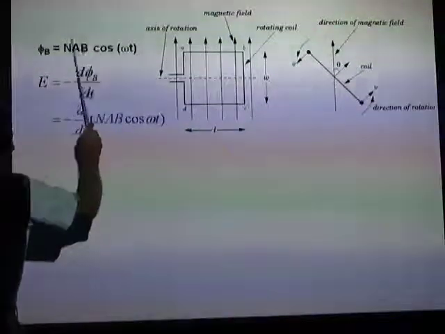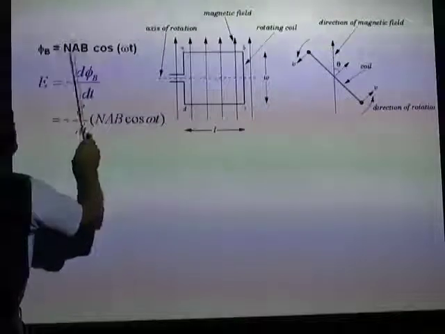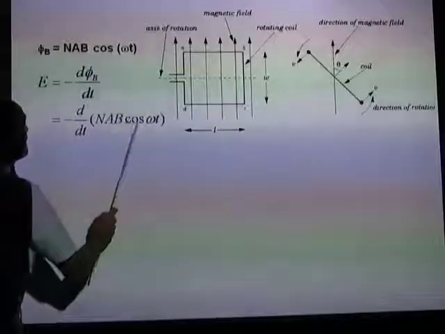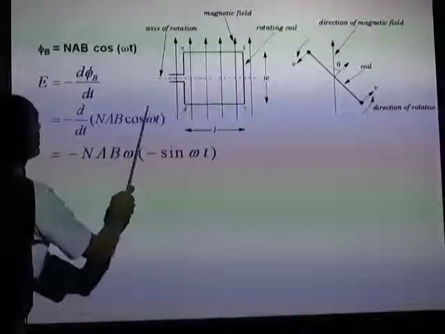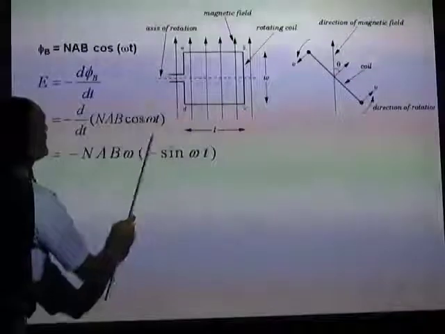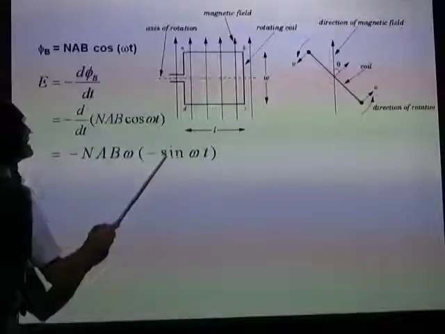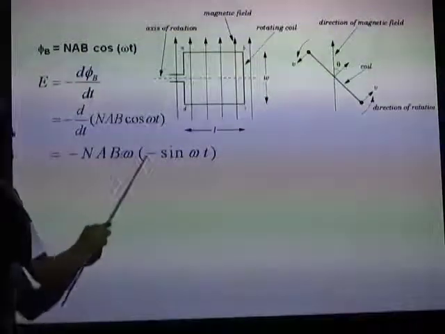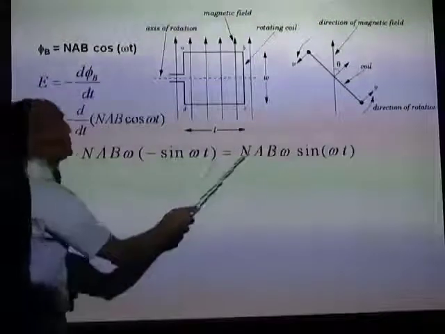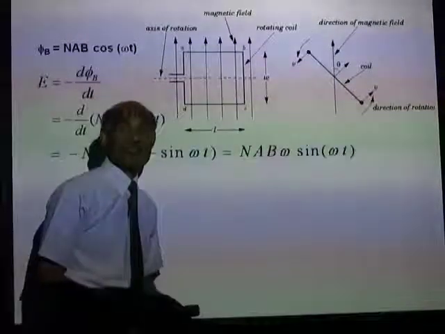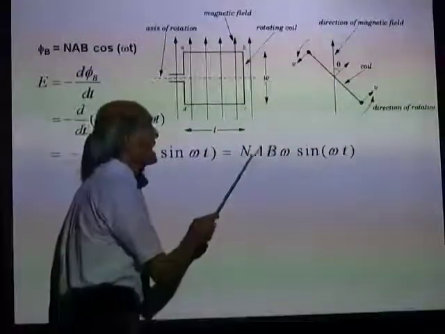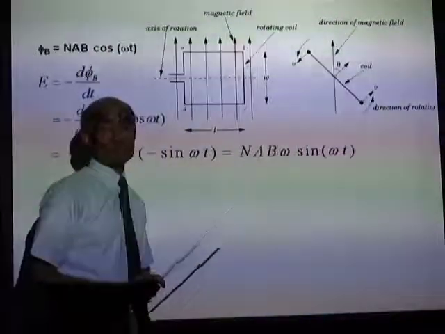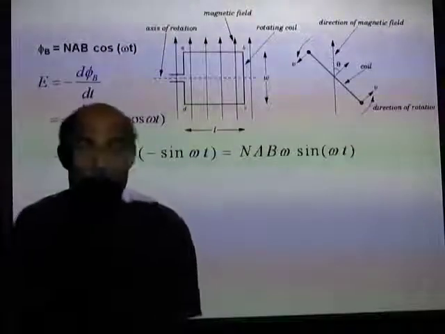Now, that means the derivative of this quantity with respect to t, NAB is a constant, and the derivative of cos omega t will be negative omega sine omega t. I hope you have no problem there. So the two negatives will combine. That gives you the induced EMF in the armature coil as NAB omega sine omega t. Now, I would like you to have a look at this.